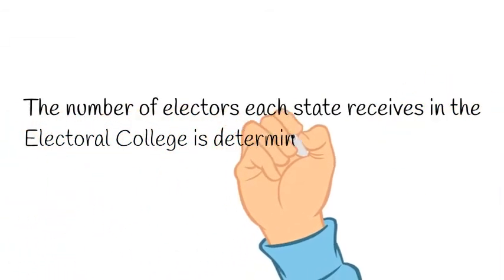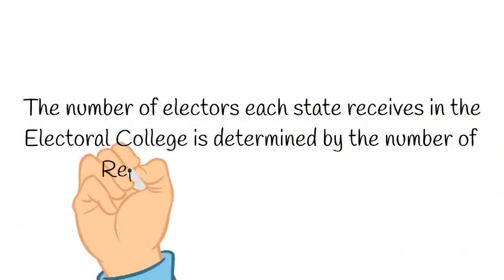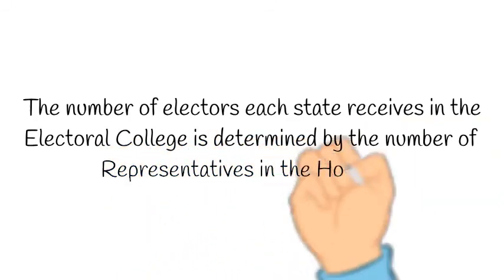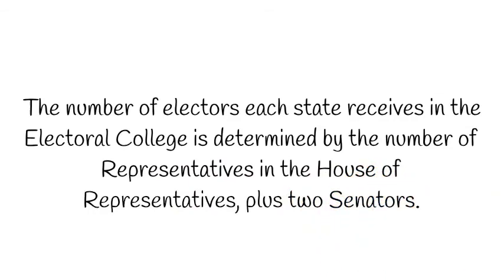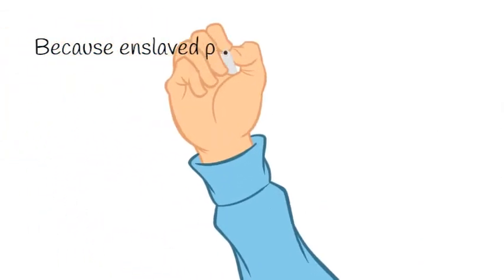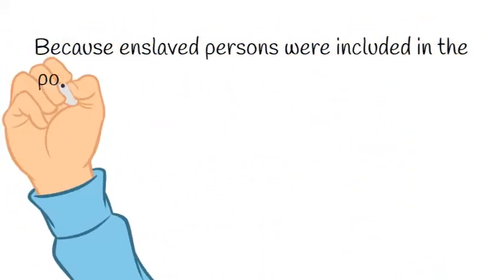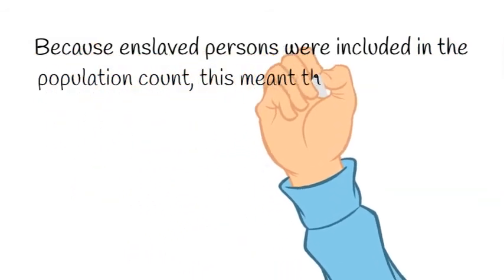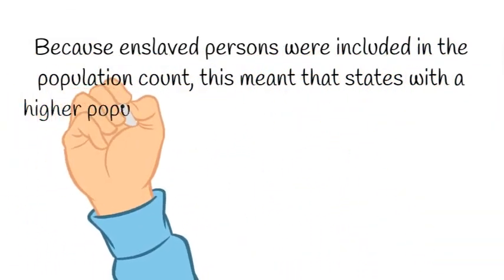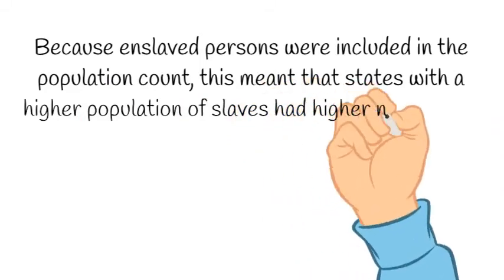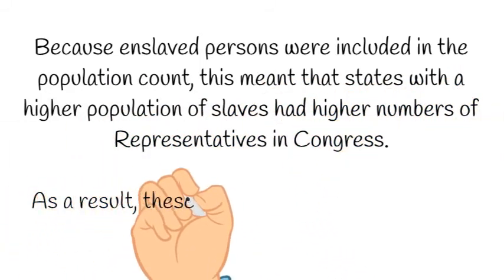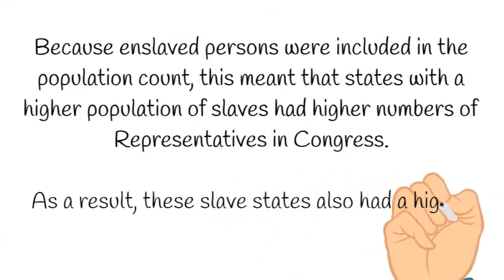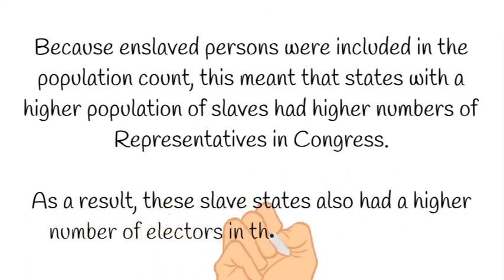The number of electors each state receives in the Electoral College is determined by the number of representatives in the House of Representatives plus 2 senators. Because enslaved persons were included in the population count, this meant that states with a higher population of slaves had higher numbers of representatives in Congress. As a result, these slave states also had a higher number of electors in the Electoral College.